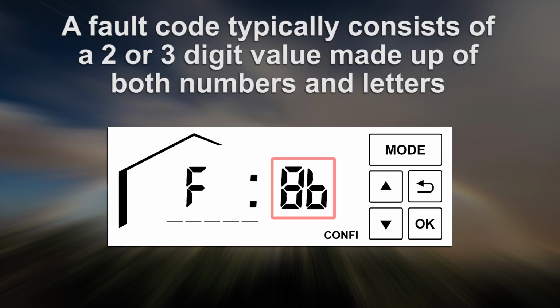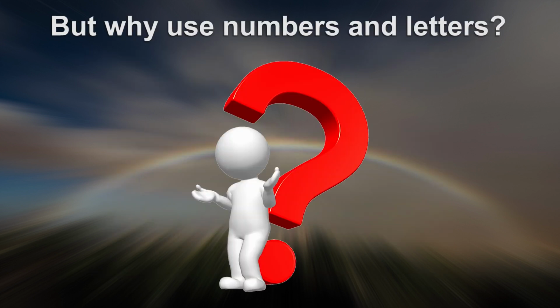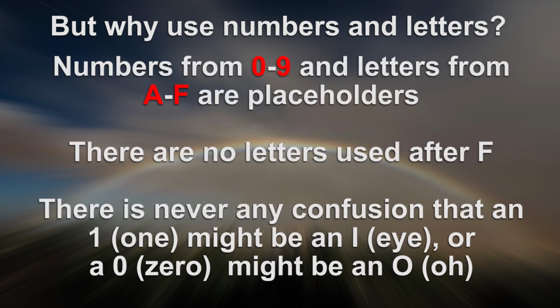A fault code typically consists of a 2 or 3 digit value made up of both numbers and letters. But why use numbers and letters? The numbers and letters represent a value in hexadecimal that reflects a place in the computer memory where the fault is located. Numbers from 0 to 9 and letters from A to F are placeholders. There are no letters used after F, so there is never any confusion that a 1 might be an I or that a 0 might be an O.